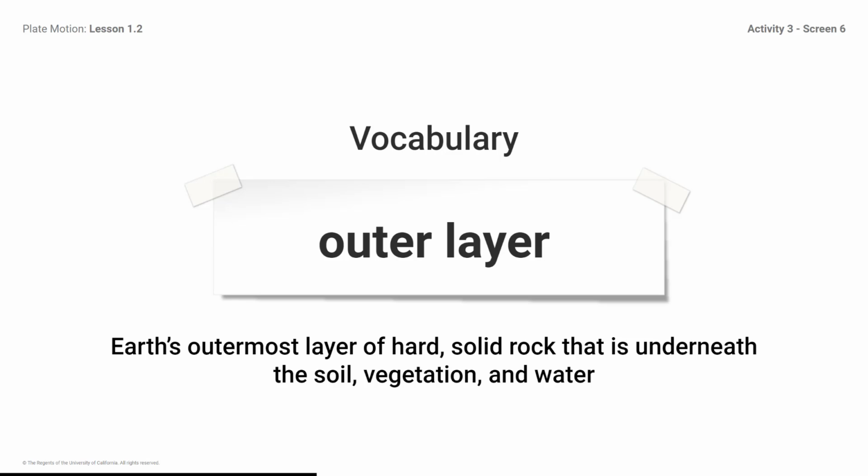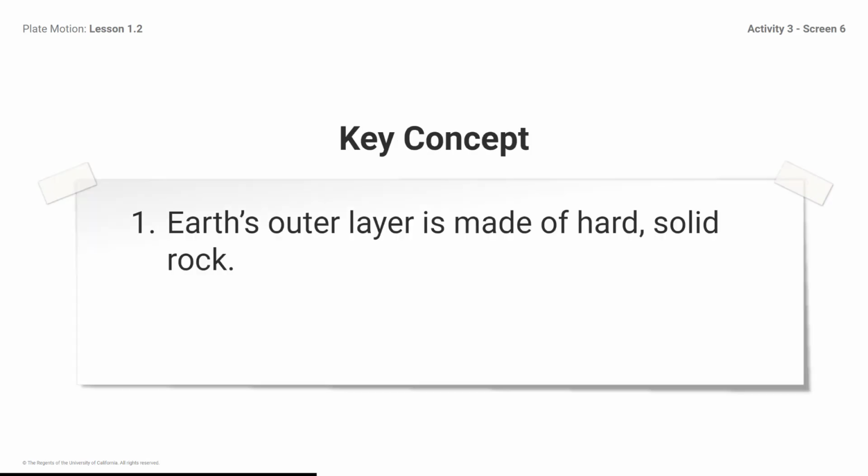Vocabulary: outer layer. Earth's outermost layer of hard, solid rock that is underneath the soil, vegetation, and water. Remember to look at the glossary if you need more support. Key concept: Earth's outer layer is made of hard, solid rock. End of activity. Be sure to complete all your student work in Amplify for this activity before moving on.